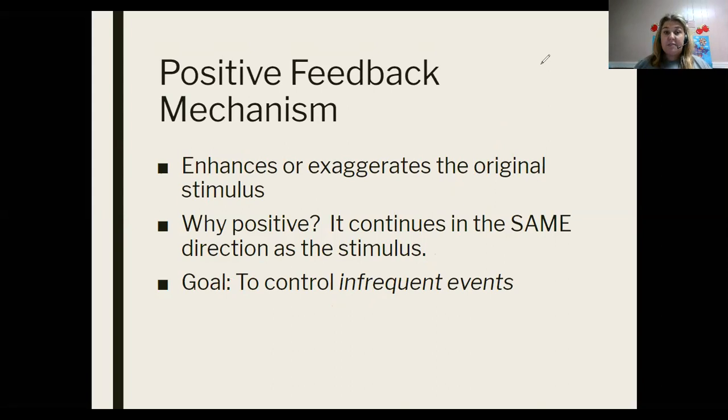Another example of a positive feedback mechanism is when you get stabbed. Somebody walks up and stabs you. Your body doesn't shut down blood flow. Instead, it sends more blood to the site because the more blood that goes, the more platelets that go, and the more platelets that go, the more chances you have of building a blood clot and stopping the whole thing. Okay, so that would be positive feedback mechanisms.